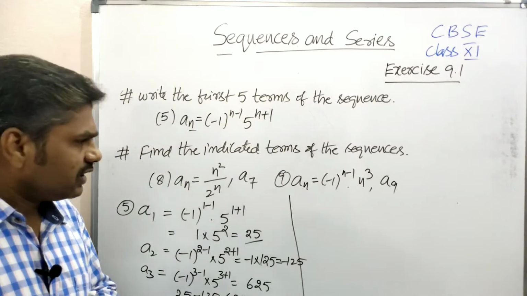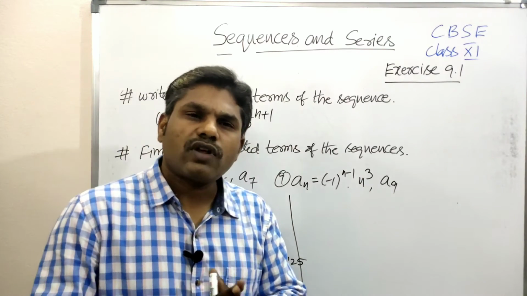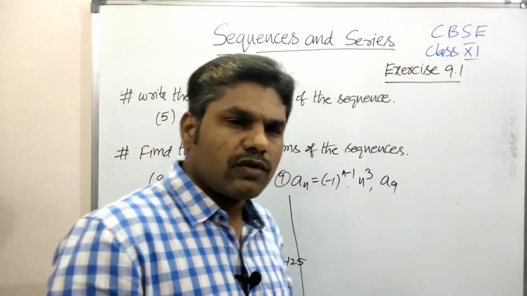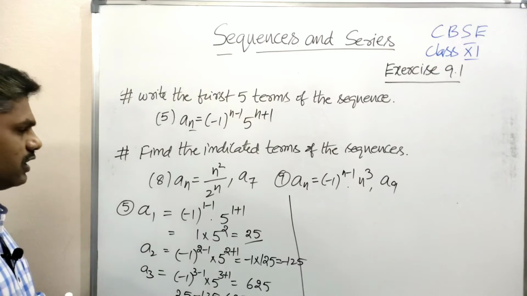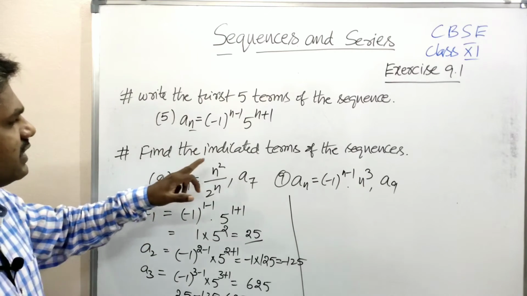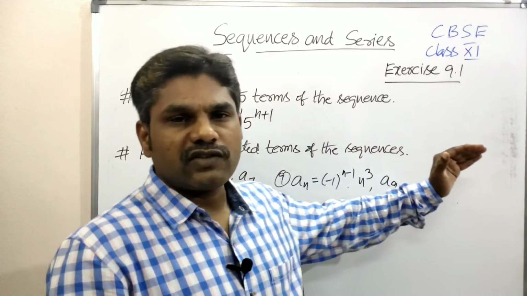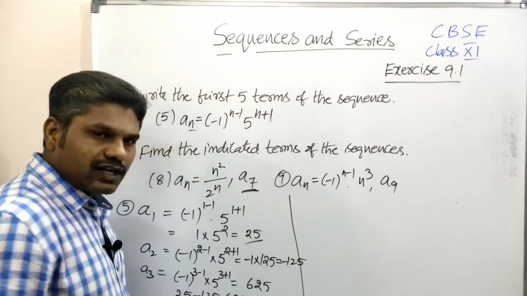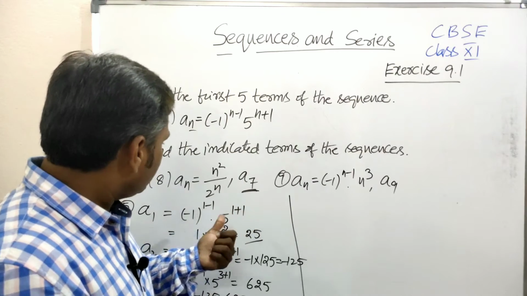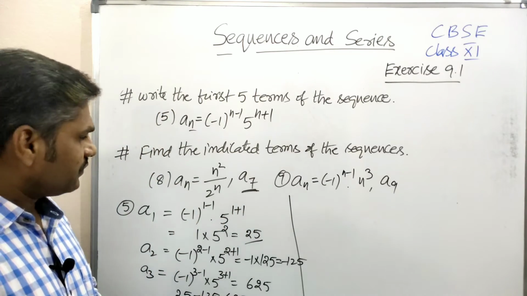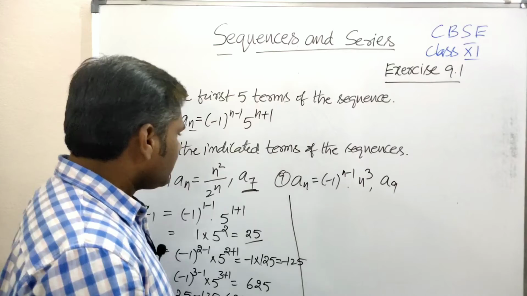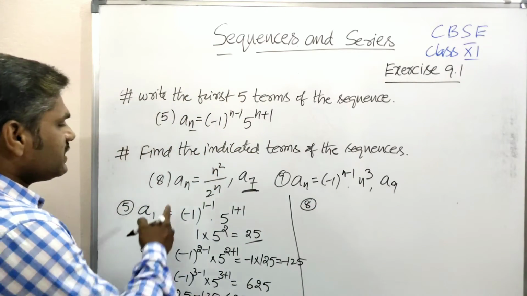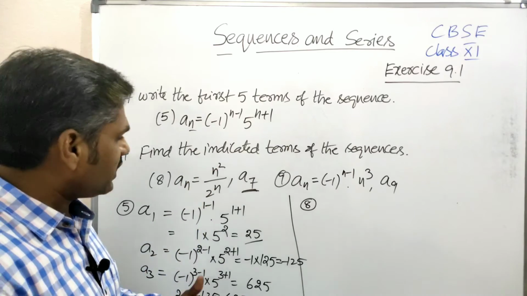Coming to the second one, here also they have given 4 or 5 problems, but whichever is confusing, I have taken those problems and I will solve them. Eighth problem: find the indicated terms of the sequence. Indicated means they are asking for a particular term number of the sequence by giving the nth term. Here the nth term is an, and in the eighth problem the nth term is n^2 / 2^n.